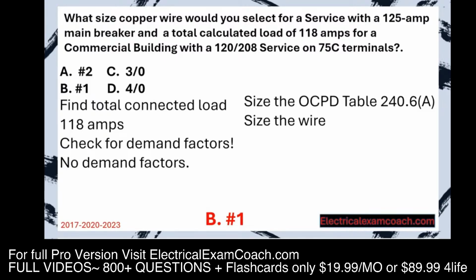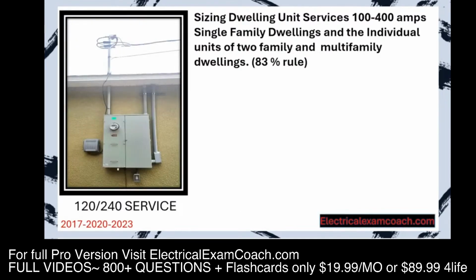It really is that simple. Now let's dive into residential and learn a few more codes. Now let's learn how to size dwelling unit services and feeders in between 1 and 400 amps. This applies to single-family dwelling units and the individual units of two-family and multifamily dwelling units. And it's affectionately called the 83% rule.